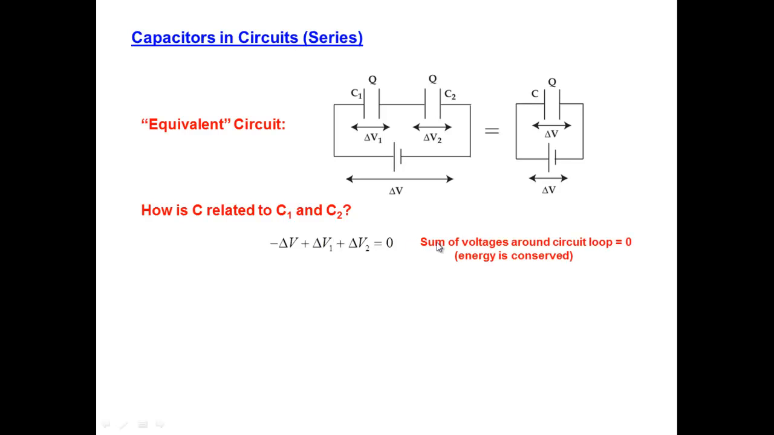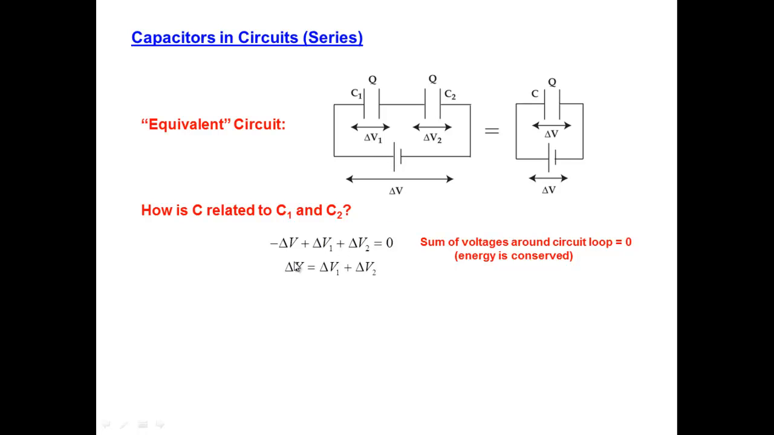So anyway, it's also an expression of energy conservation, because as a consequence of this, if you have a charge that goes all the way around the circuit and comes back to where it starts, its energy stays the same. So its energy goes up as it goes across the battery and then goes down as it goes across the capacitors, and so the energy is conserved in the process of going around a circuit loop.